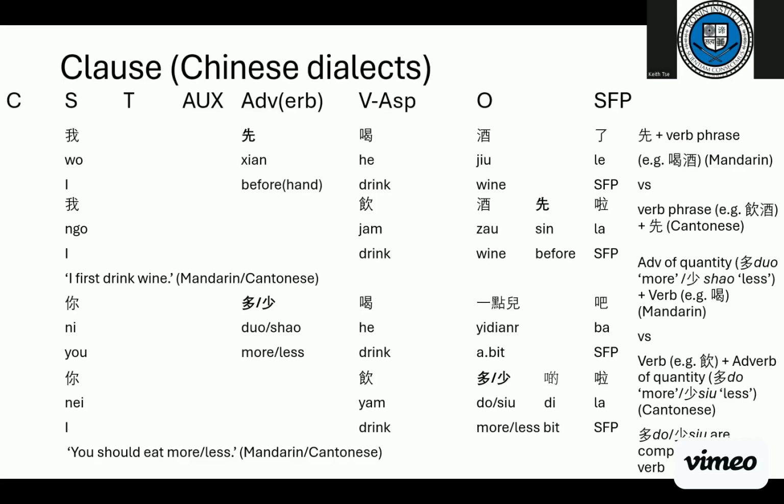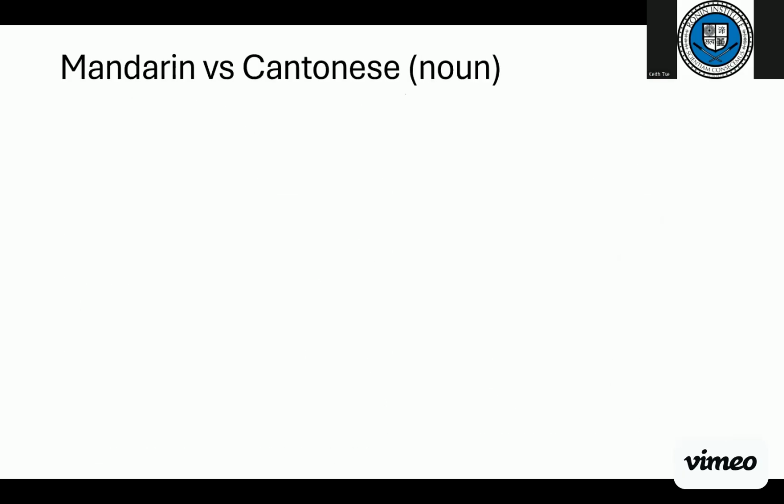In terms of categories, 先 in Cantonese comes after the verb phrase, so it seems to be a true adverb that comes after the verb phrase. Whereas 多 and 少 seem to be non-thematic complements to the verb. They come straight after the verb. So Cantonese 先 and 多 and 少, in terms of categories, are not exactly the same, even though they all come after the verb.